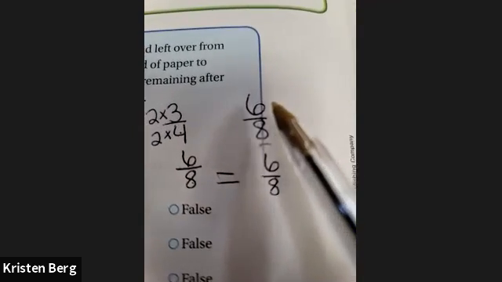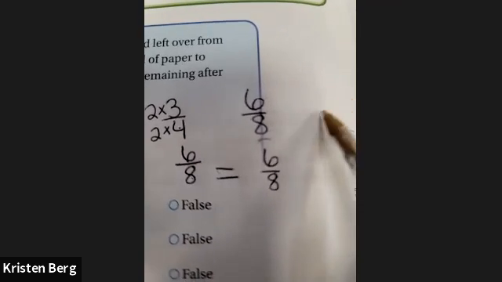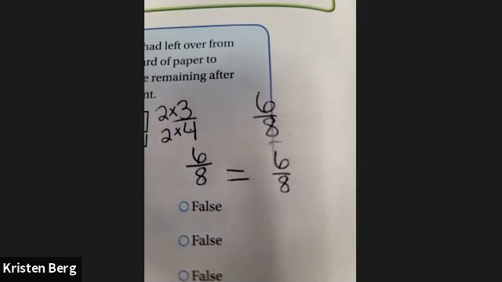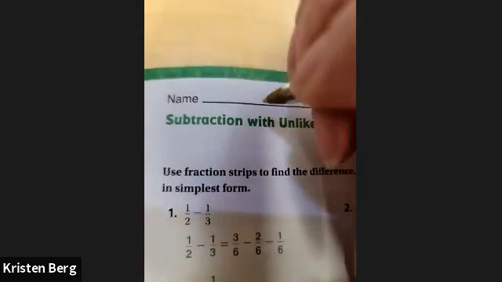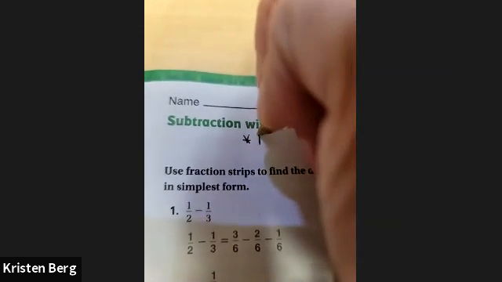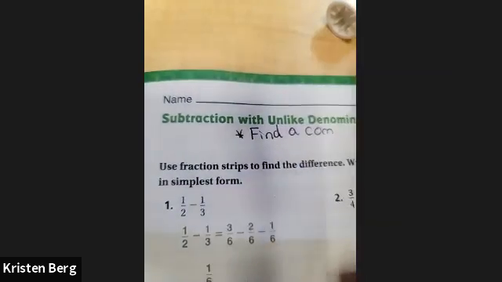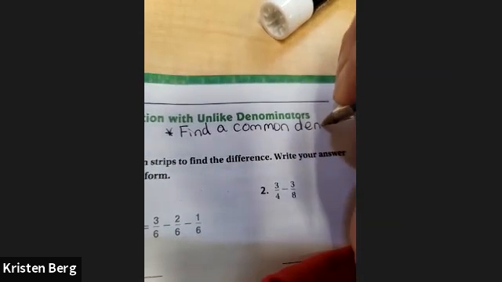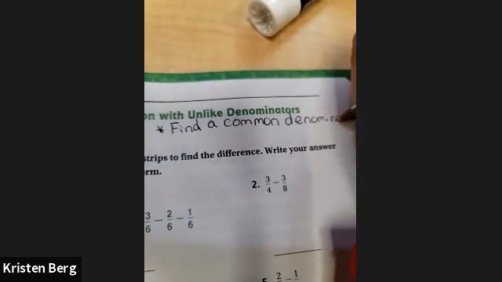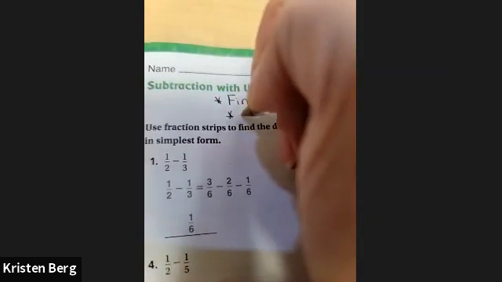Also, what you could have done is you could have reduced this by dividing 2 on both the top and the bottom to get 3/4. So that is just another way that you could have seen whether these are equivalent to each other. All right, so the next part of this is, again, you are going to say find a common denominator first, and then you can solve.